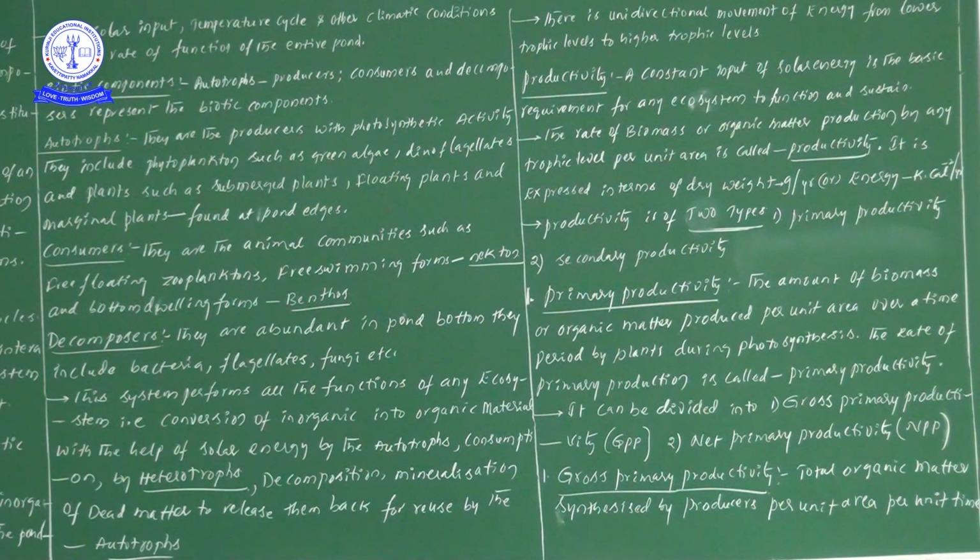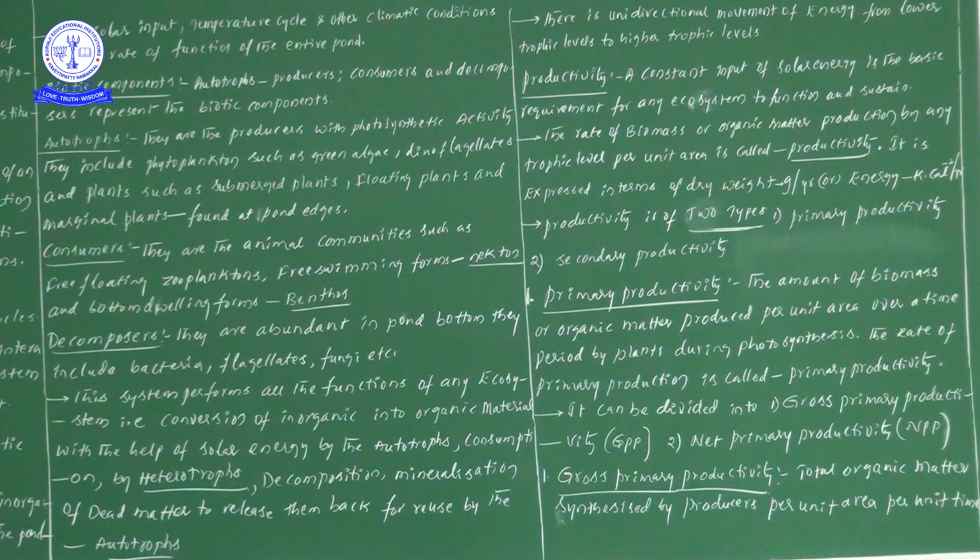Later, mineralization. After completion of mineralization, the dead matter is released back for reuse by the autotrophs. Once the dead organic matter is consumed, and the decomposition and mineralization processes are completed, some kind of inorganic nutrients formation takes place. Again, all these inorganic nutrients move towards the autotrophs for reuse. Did you understand the point or not?